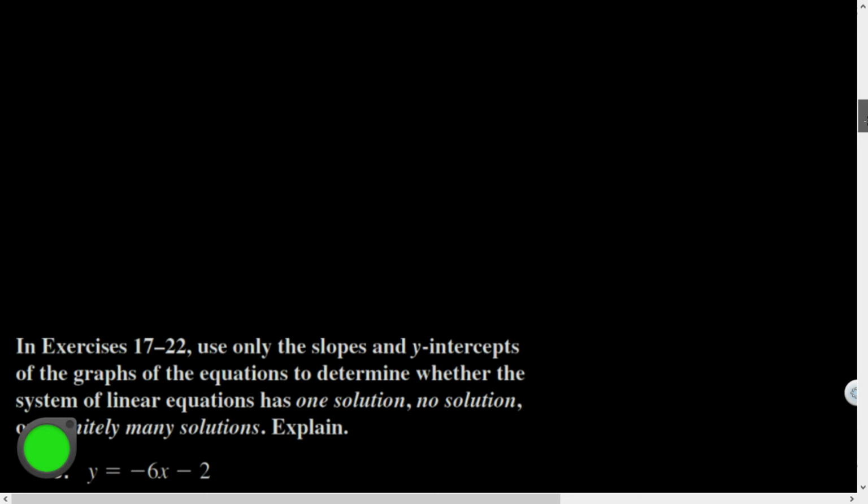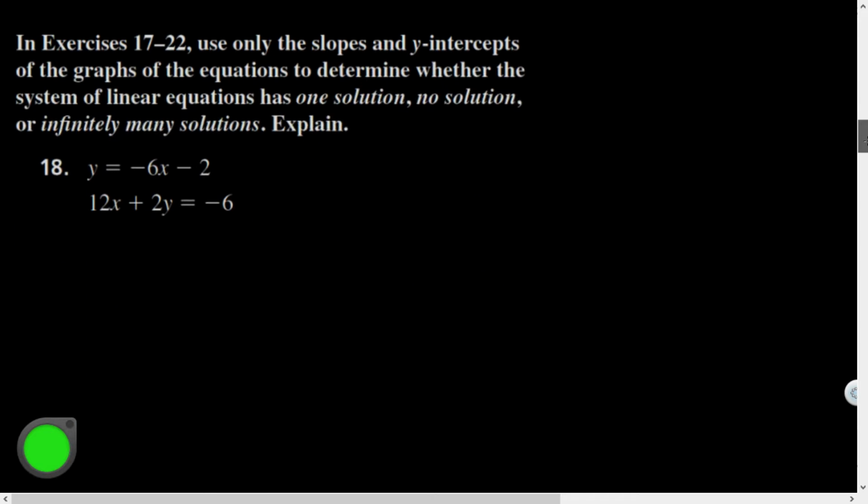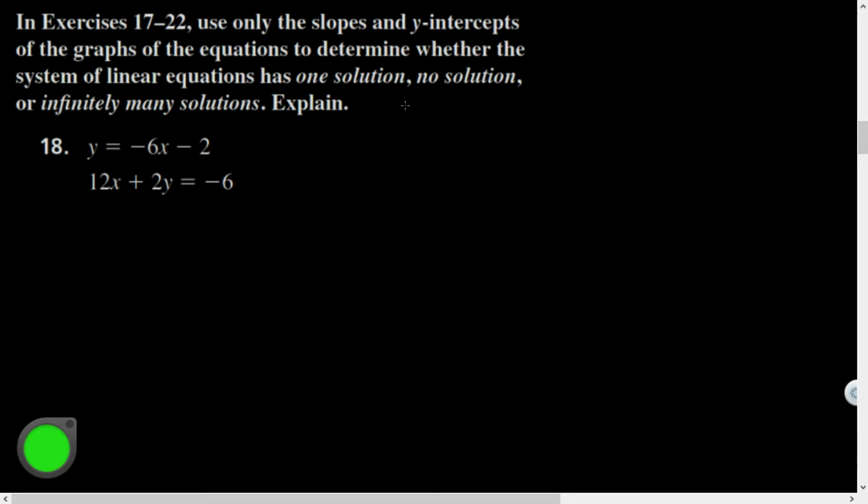And it was that sort of analysis that showed up in question 18. It said use the slopes and y-intercepts of the graph to determine whether the system has one, no, or infinitely many solutions. So this one's already in slope-intercept form. Let's write this equation in slope-intercept form. How do I solve this for y?